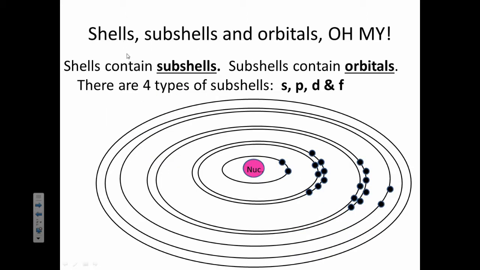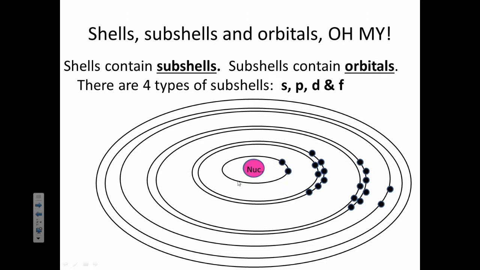So it gets a little tricky, like I was saying, because shells actually have subshells. And then within subshells, there are orbitals. And there are 4 different types of subshells: S, P, D, and F. I always give a little analogy that it's sort of like how people can live in different types of homes. So the shell would be like a city.